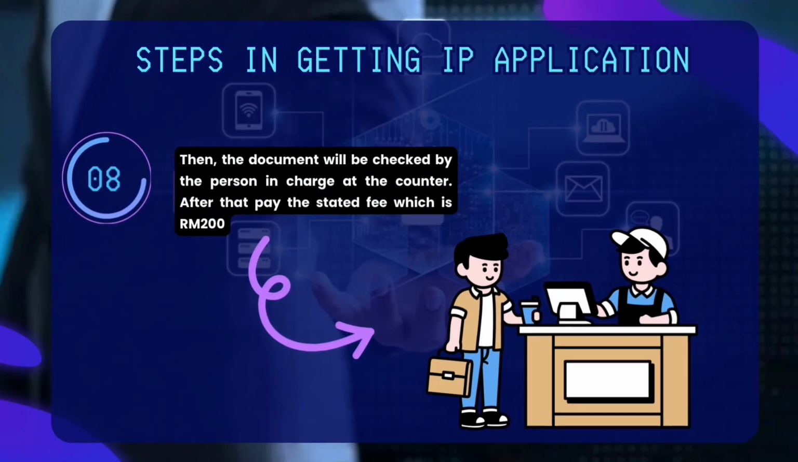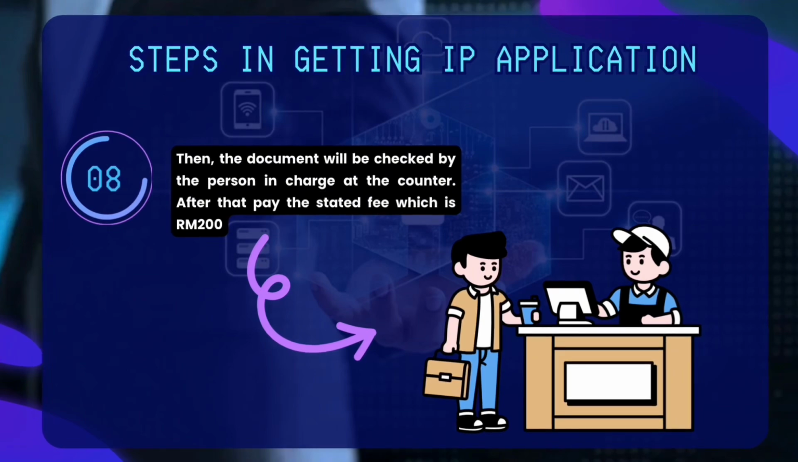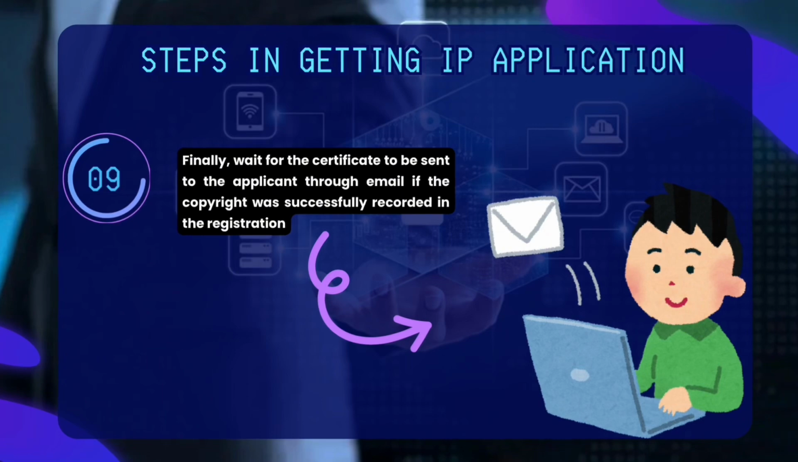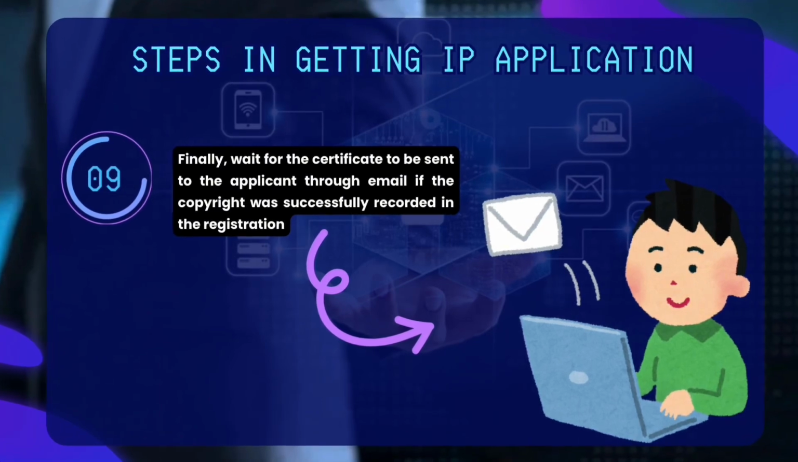After that, the document will be checked by the person in charge at the counter. After that, pay the stated fee, which is 200 ringgit. Finally, wait for the certificate to be sent to the applicant through email if the copyright was successfully recorded in the registration.